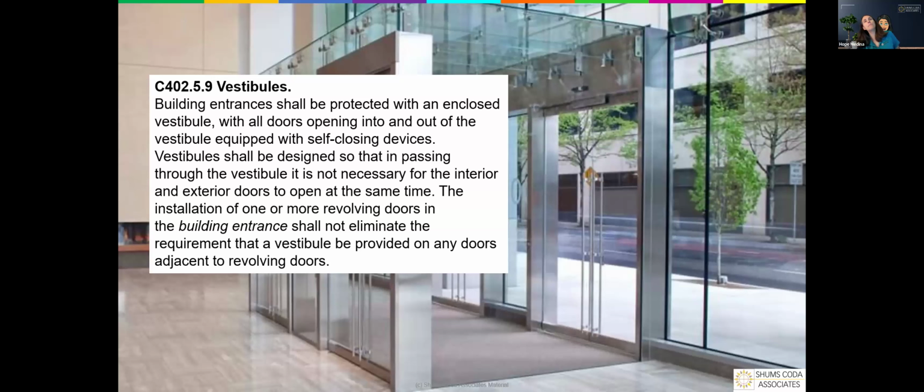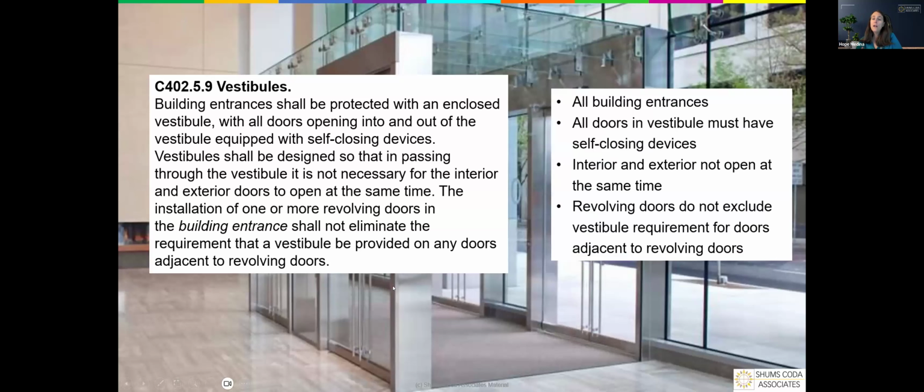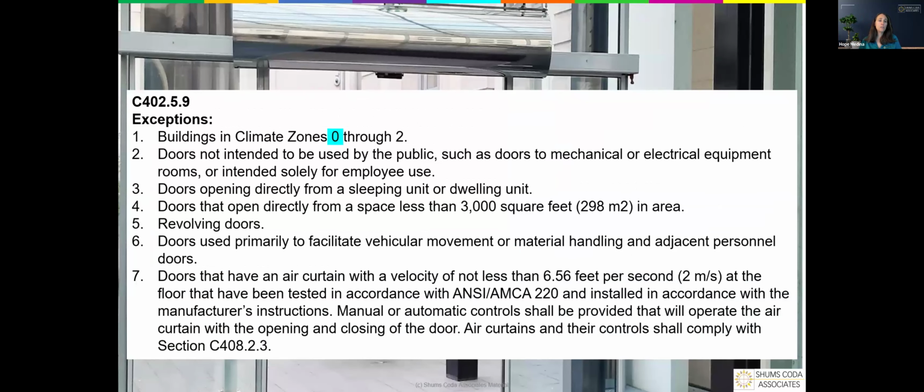It does talk about revolving doors. Doors adjacent to revolving doors do not eliminate the requirement for the vestibule. So if you have a revolving door here and then what's adjacent to it, the adjacent door would be required to have that vestibule on it. Now, of course, there are exceptions, and you can see those on there.